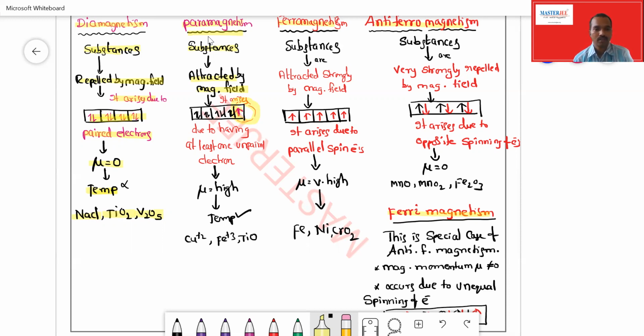Next, if you see here, copper, iron, titanium oxide. These, Cu plus 2, Fe plus 3, and titanium oxide, come under paramagnetism.